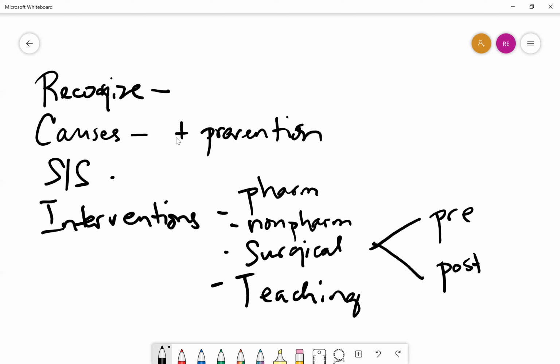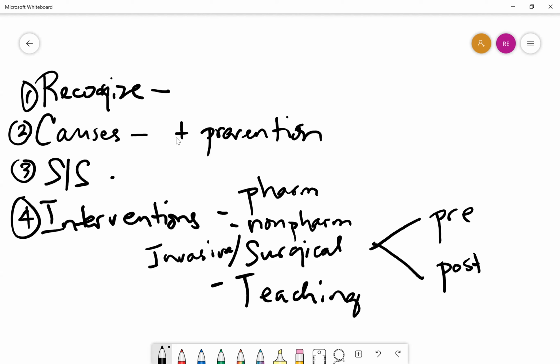Again, questions on the exam for chapter 34 related to cardiac rhythms are: number one, recognizing the cardiac strip. Next is knowing the causes, then signs and symptoms, and finally interventions. Interventions will be pharmacologic, non-pharmacologic, surgery, or invasive procedures, which will require pre and post-op, and then finally teaching.